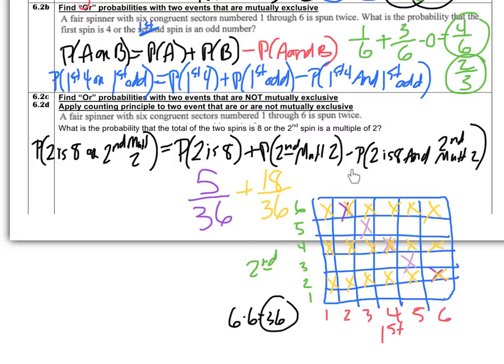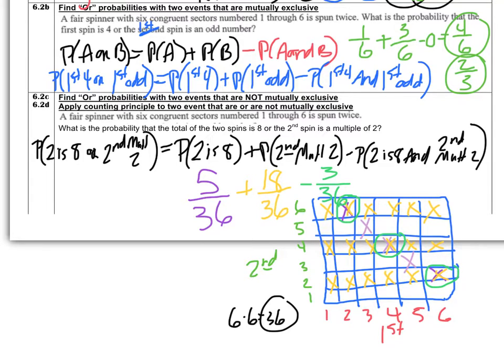Now let's see if we have to subtract out any where the sum is 8 and at the same time the second is a multiple of 2. Basically, we're looking if there was any overlap or intersection. If you look at it, the sum is 8 and the second is a multiple of 2 would be 6 and 2. Another one would be 4 and 4, and the other one here is 2 and 6. So if we notice that, 3 out of 36 are actually double counted, so we have to subtract them out.